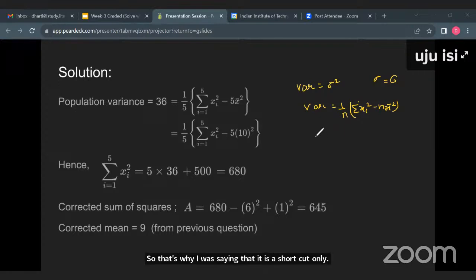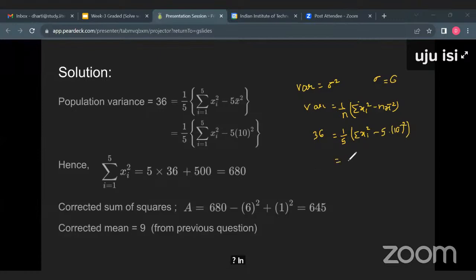What is the value of variance? It is 36. What is the value of n? You have 5. N is the number of data points. It is 5. So what is summation of xi square? That you don't know for the time being. Summation xi square minus n, the number of data points, again 5, times x bar square. X bar is the mean of your data set. So what is the mean given here? 10 square, right? 10 is given in the question itself. So you can solve it.